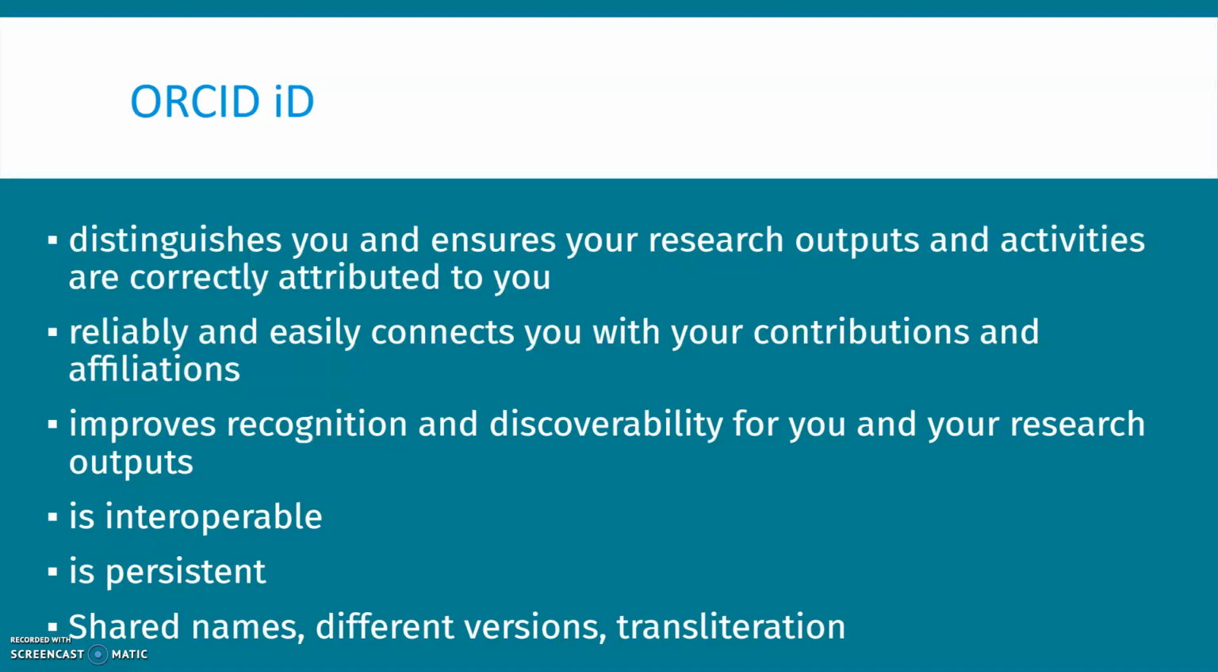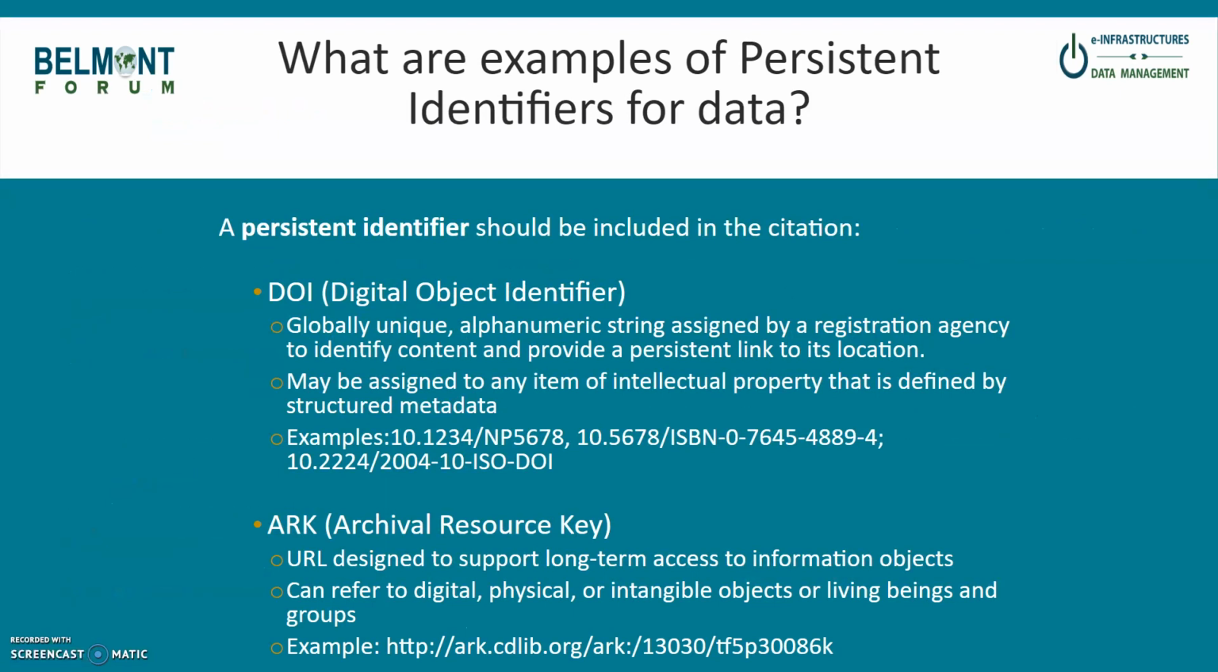It's interoperable, it's persistent, and it disambiguates shared names, different versions of names, name changes, and transliteration that can occur across languages. So an ORCID iD is a unique and persistent identifier to solve many of these issues for individual researchers. What are some other examples of persistent identifiers, and some specifically for data?